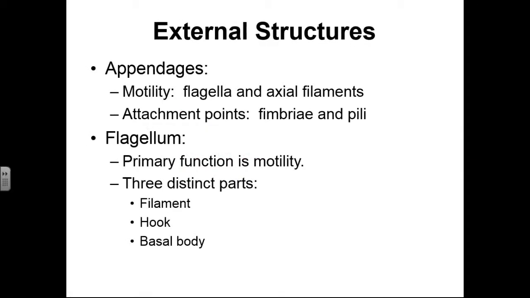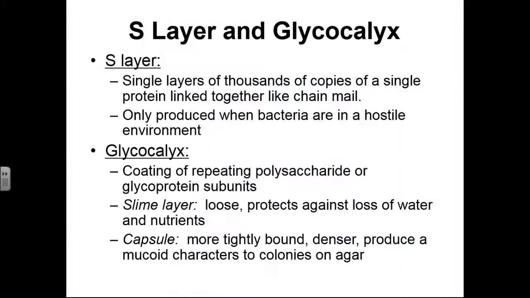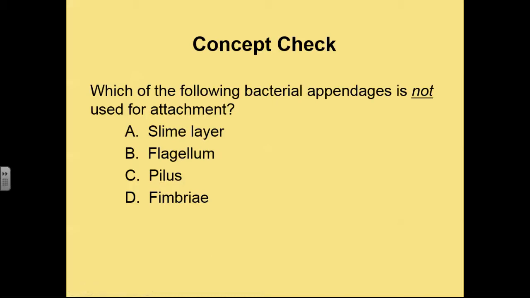Here we go. We use the flagellum for motility, but the fimbriae and pili are for attachment, and our glycocalyx is also used for attachment, particularly the capsule within the glycocalyx, and the slime layer as well. So flagellum is not used for attachment. Slime layer, pilus, and fimbriae are used for attachment.